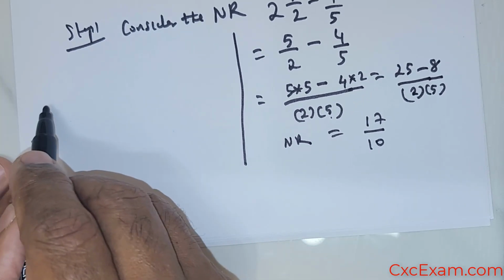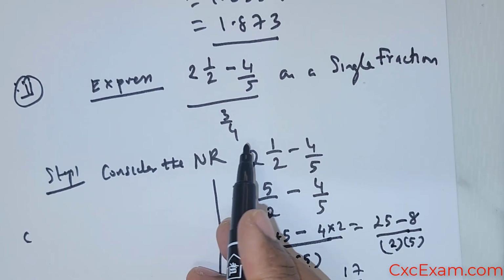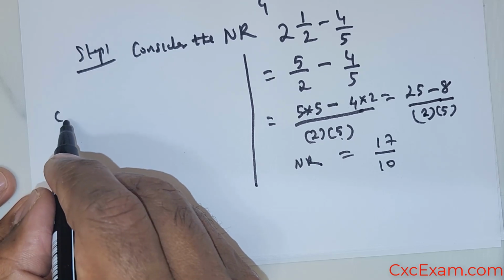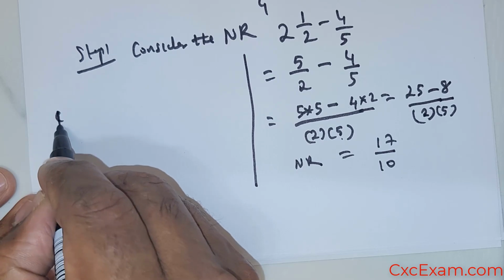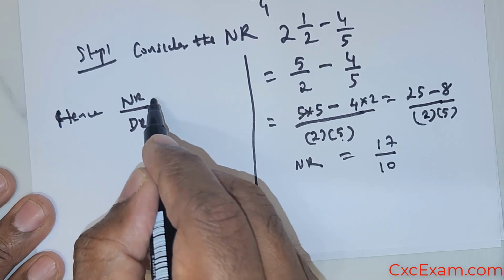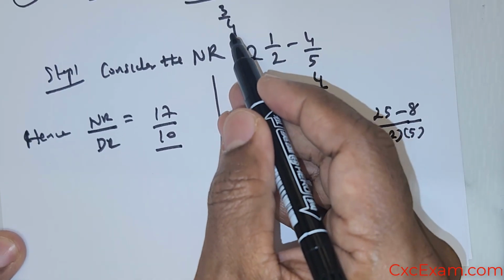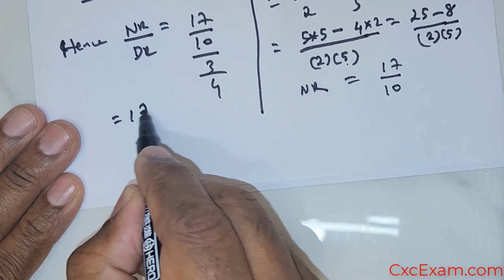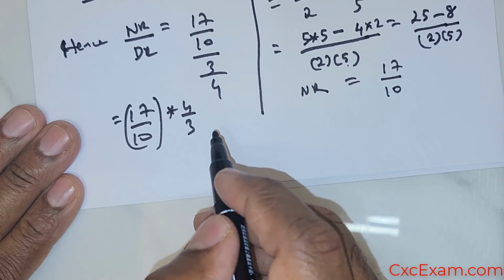Okay, so let me use this part of the space. Now what you have been given in the denominator is 3 over 4. So what I would do over here is conclude the question. Hence numerator over denominator is equal to, what have you got in the numerator? 17 over 10. What have we got in the denominator? 3 over 4. Now you flip it. When you flip, this is 17 over 10, and you get 4 over 3.